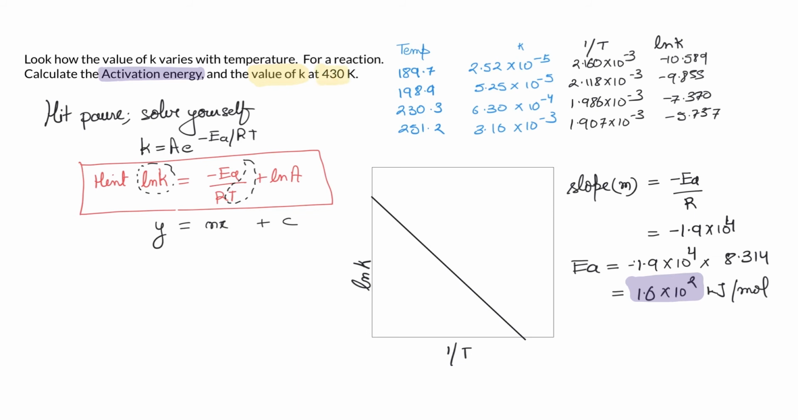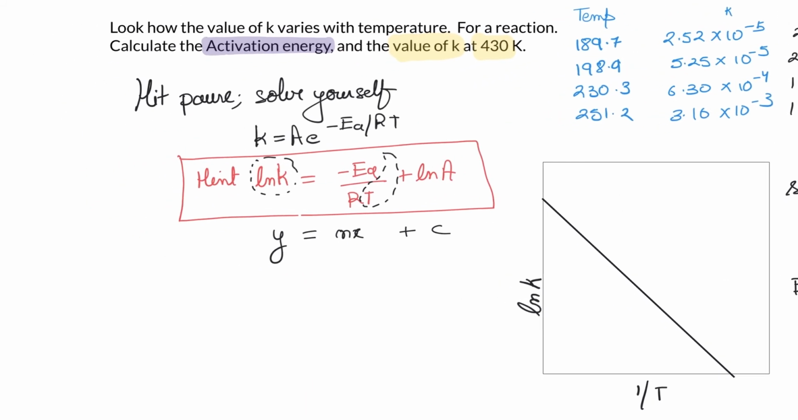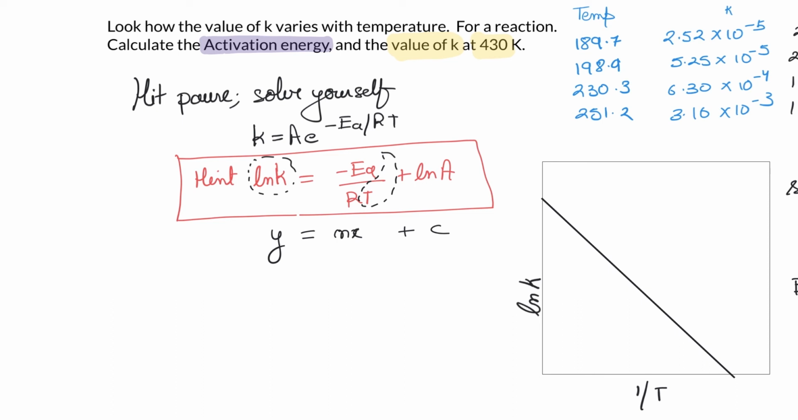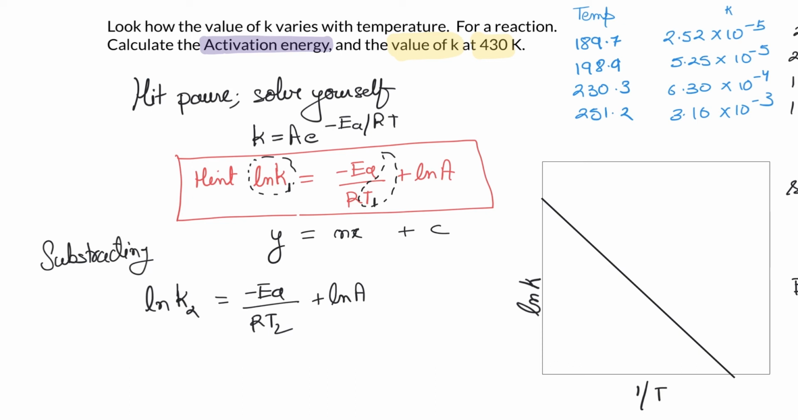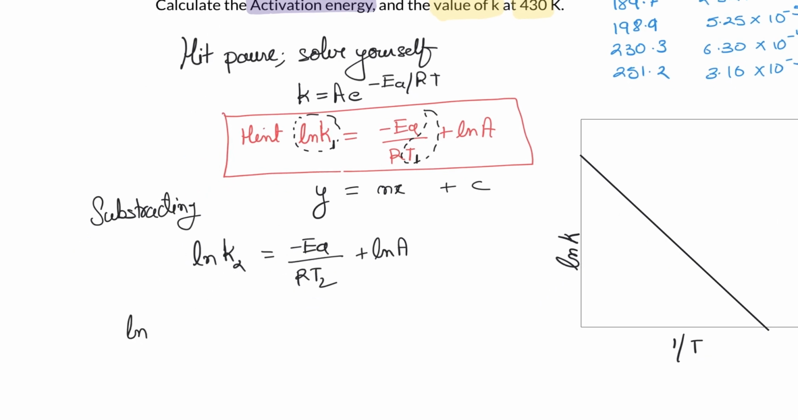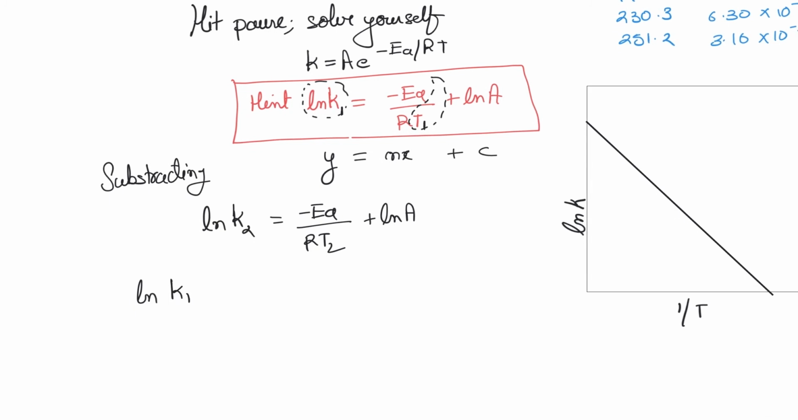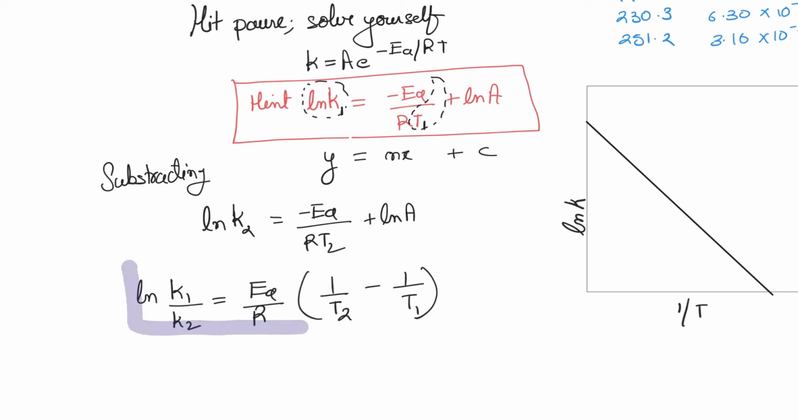But I again want you to hit the pause and try to do this on your own. I hope you did that. Now, the idea is very simple. If you see, you can just write the equation for two different temperatures, right? So ln K1, ln K2, T1, T2, and subtract both the equations, right? So you simply have ln K1 upon K2 equals EA upon R into 1 upon T2 minus 1 upon T1, right? Now, you have 3 out of the 4 quantities, and you already calculated EA, right?